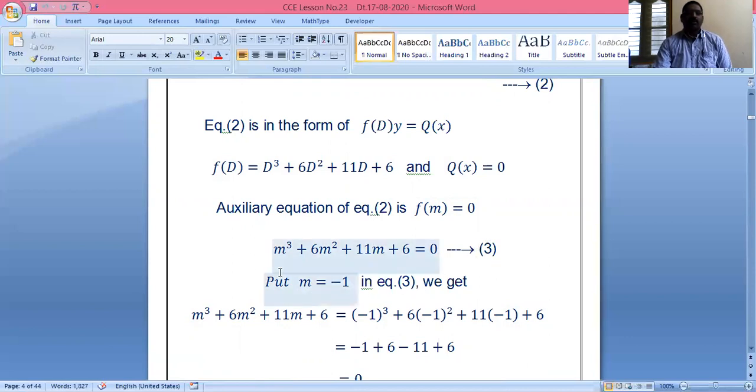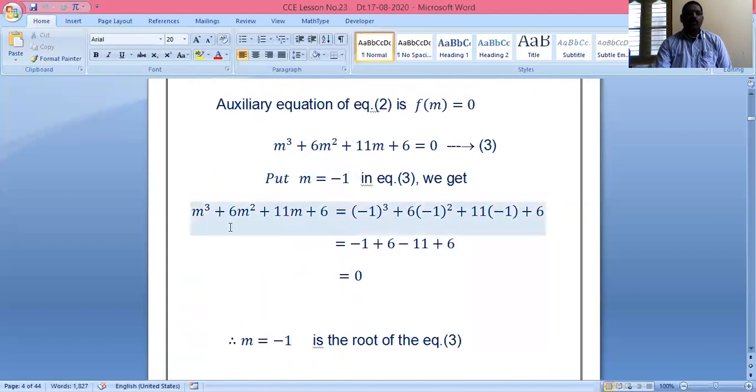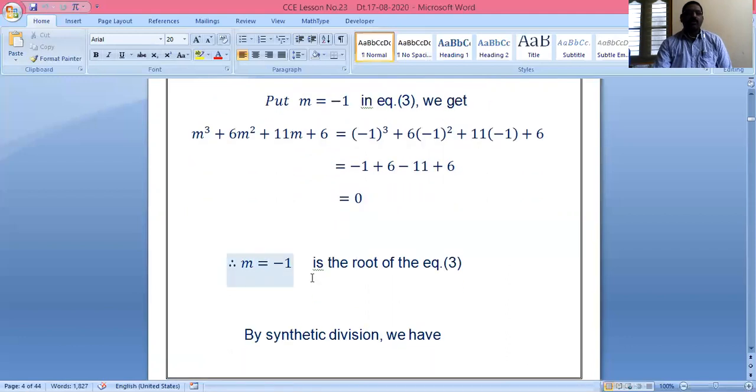Here the sum of the coefficients of odd terms is equal to the sum of the coefficients of even terms. Therefore, m is equal to minus 1 is a root of this equation 3. Put m is equal to minus 1 in equation 3, we get m cube plus 6m square plus 11m plus 6 is equal to (minus 1) whole cube plus 6 into (minus 1) whole square plus 11 into minus 1 plus 6. That is equal to minus 1 plus 6 minus 11 plus 6, 12 minus 12, we get the value 0. Therefore, m is equal to minus 1 is a root of the equation 3.